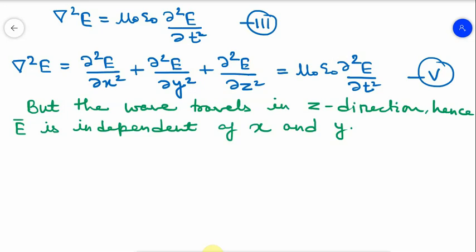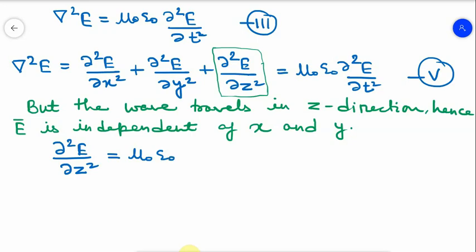So why do we take this del x square and del y square? We will not take it. We will take this one only, that is del 2E upon del z square, because the wave travels in the z direction only. So whatever change we are having in E with respect to z, that we will consider. So this is not considered. Okay, so del 2E upon del z square equals mu 0 epsilon 0 del 2E upon del t square.